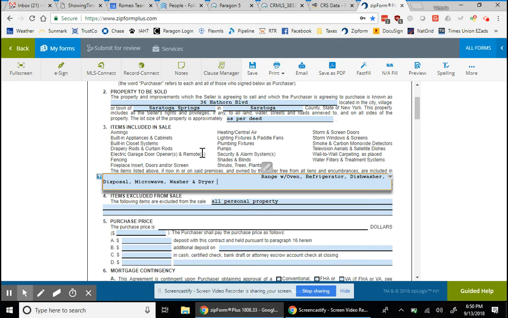So for our purposes right now, these are the appliances that go with it. And then we're also going to add in the words on every contract: as placed and in working condition on closing. Okay? As placed and in working condition on closing.